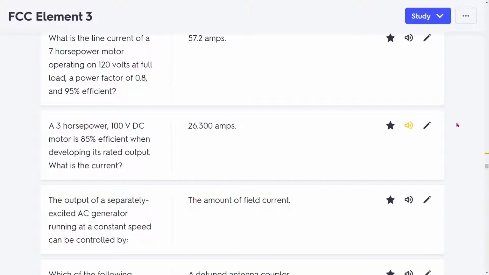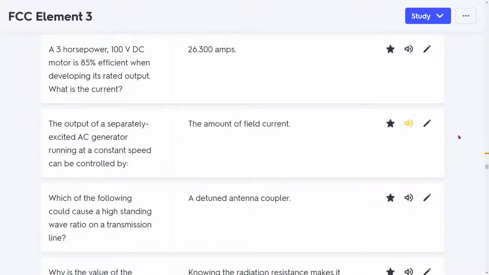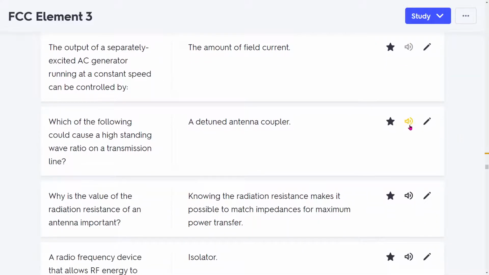A 3 horsepower, 100 VDC motor is 85% efficient when developing its rated output. What is the current? 26.300 amps. The output of a separately excited AC generator running at a constant speed can be controlled by the amount of field current. Which of the following could cause a high standing wave ratio on a transmission line?